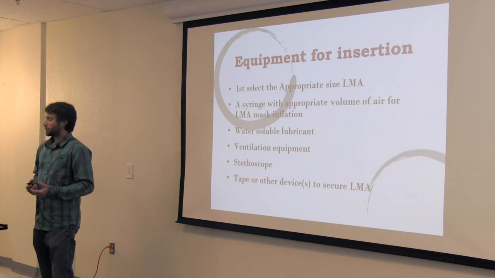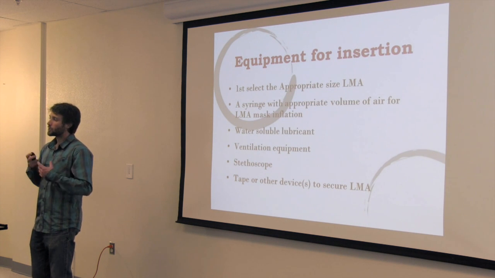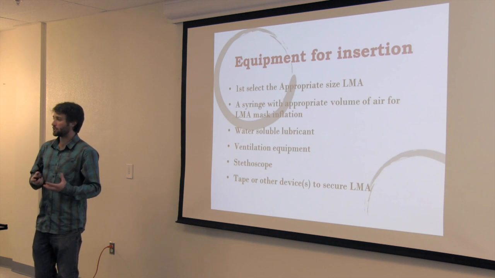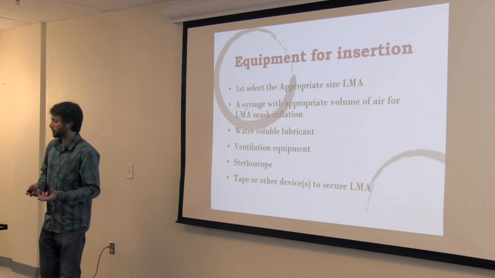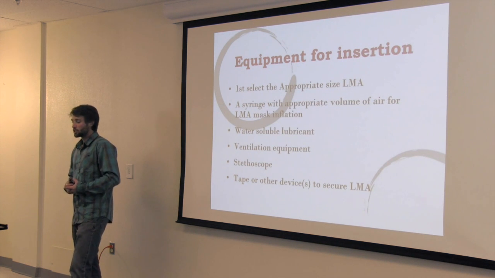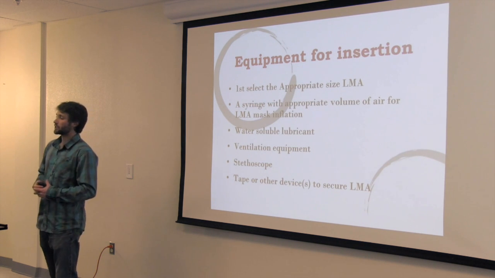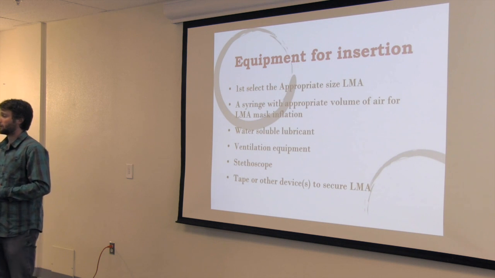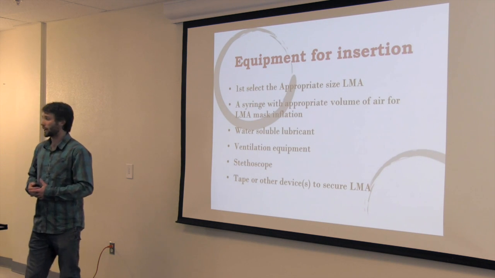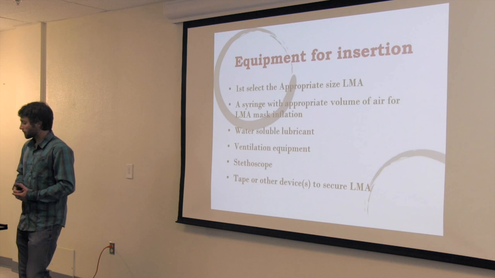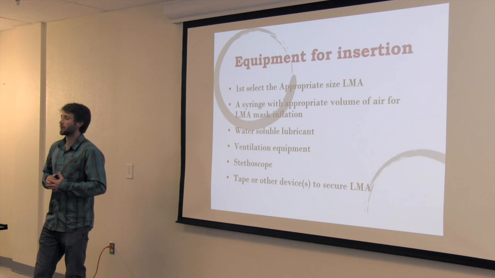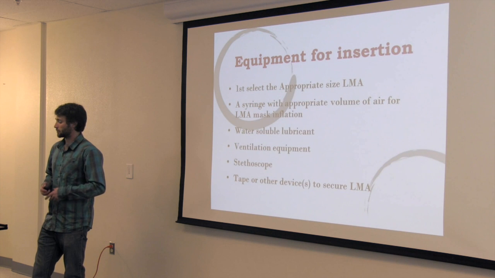In conjunction with the device itself, we need some sort of method to supply ventilations, and that would be our BVM. A stethoscope is essential, for confirming that our LMA is correctly placed and that we are actually inflating the lungs. And tape or some sort of commercial device for securing the device is important as well.